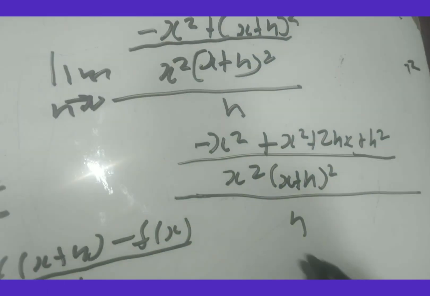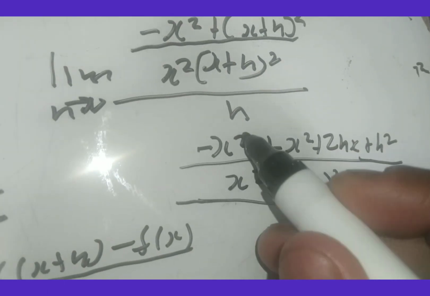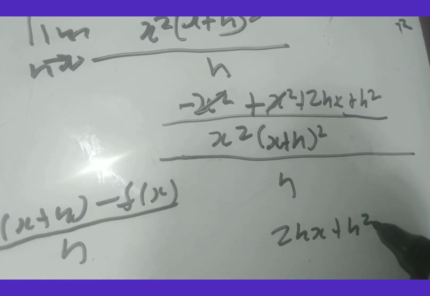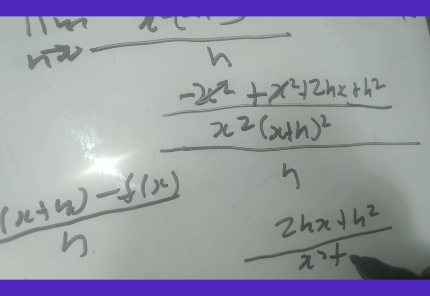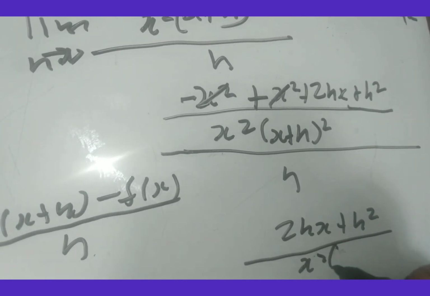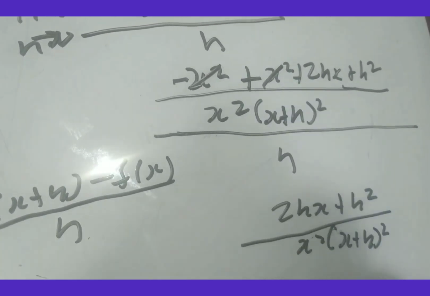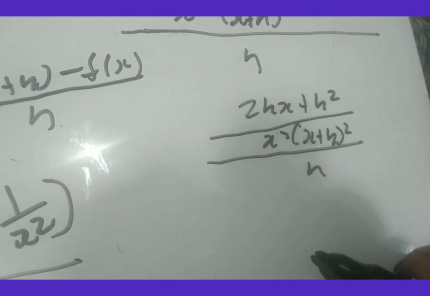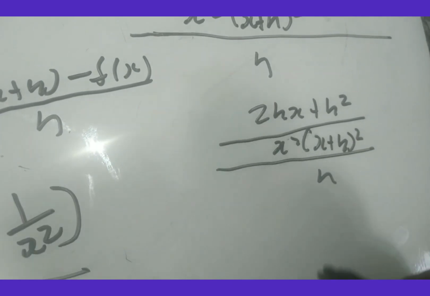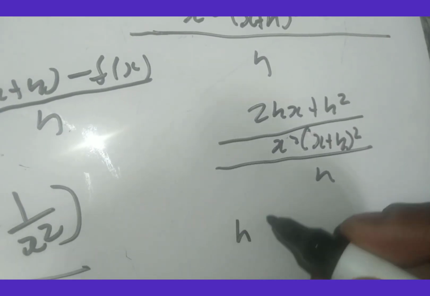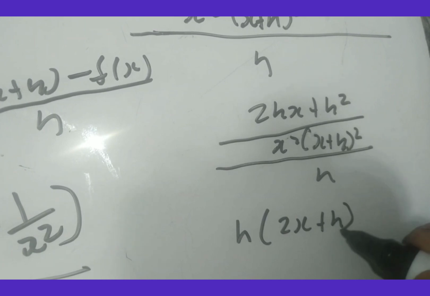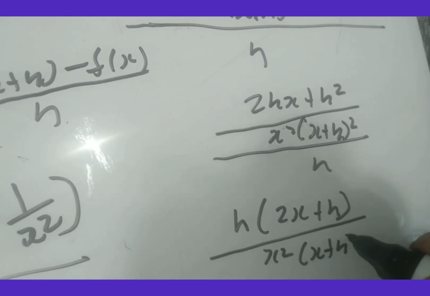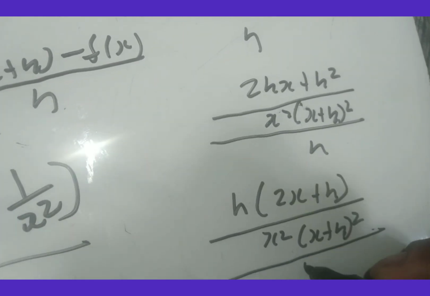So let's go further. Obviously everything without h will cancel and we'll be left with 2hx plus h squared, all over x squared times (x plus h) all squared. And then we have all over h. Then what do we do here? Do not get stuck here, just a simple process. You factorize. We factorize h, then we'll have 2x plus h. And then we will have x squared, and then we're going to have that.